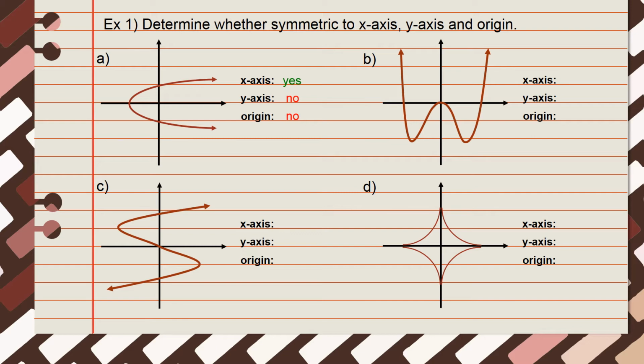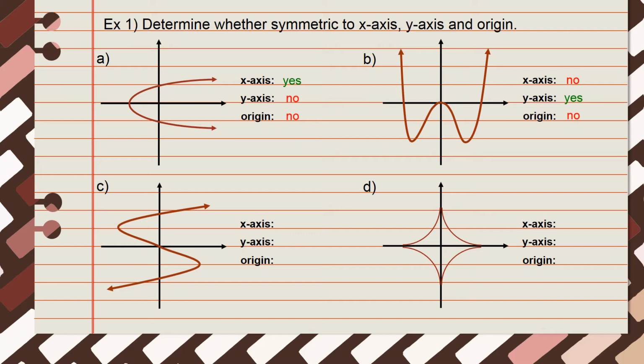For B, we have a different graph. It kind of looks like a W. We're going to see if it's symmetric to the x-axis. That means, is this a reflection in a lake or a pond? No. The y-axis, is this a reflection as if looking in a mirror? Yes. For the origin, if we were to rotate this or turn the graph upside down, would it look the same as the original?